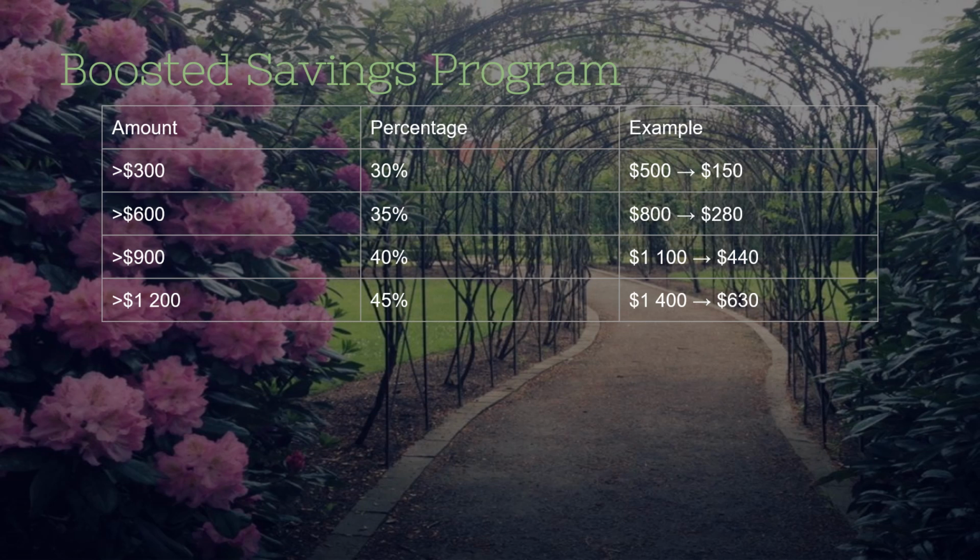And if they pay over $600, it will be 35%. If they pay over $900, it will be 40%. And if they pay, let's say, over $1,200, it will be 45%. So this boosted saving helps the tenants save more money. So let's say the tenant maximizes and pays an extra $1,400. They receive another $630. So they will be saving $2,000 each month.